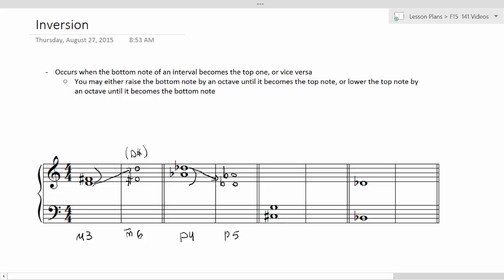Let's try one more here. We've got C sharp to G. This interval is a diminished fifth. I'll try inverting that by raising the bottom note by an octave. Here's a G, and if I raise the C sharp, it ends up here. Now I've got a fourth, and in the key of G, C should be natural, right? So I've raised it a half step, which means it's become an augmented fourth.